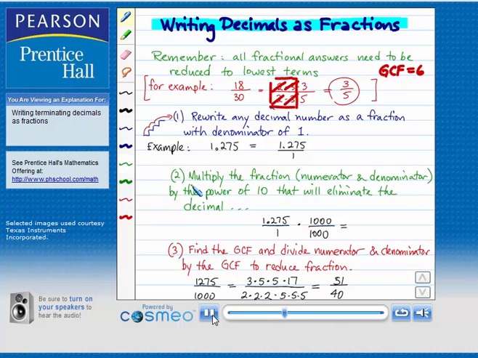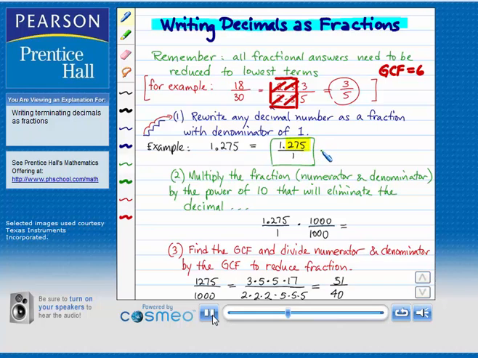Then, second step, I'm going to multiply the fraction that I've created, numerator and denominator, by the power of 10 that will eliminate the decimal. You may be asking yourself, how do I know what power of 10 to use? Well, simply count the decimal places. In this problem you'll see 1, 2, 3 decimal places. If I multiply by 10 to the third power, then it's going to eliminate those decimal values.